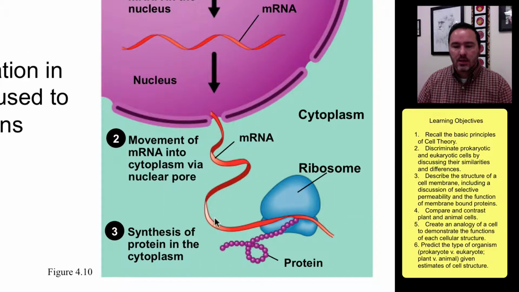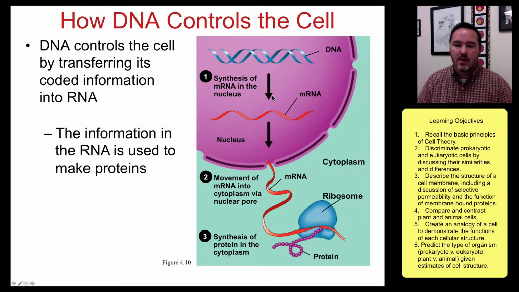That message comes outside, runs into a ribosome, and the ribosome is able to translate that message from a genetic message and turn it into an amino acid message. Eventually that can be built up, like we learned, into a long polymer of amino acids and become a protein. That's the way that the cell controls what's happening, through the DNA inside of the nucleus. We'll learn more about that process later on.